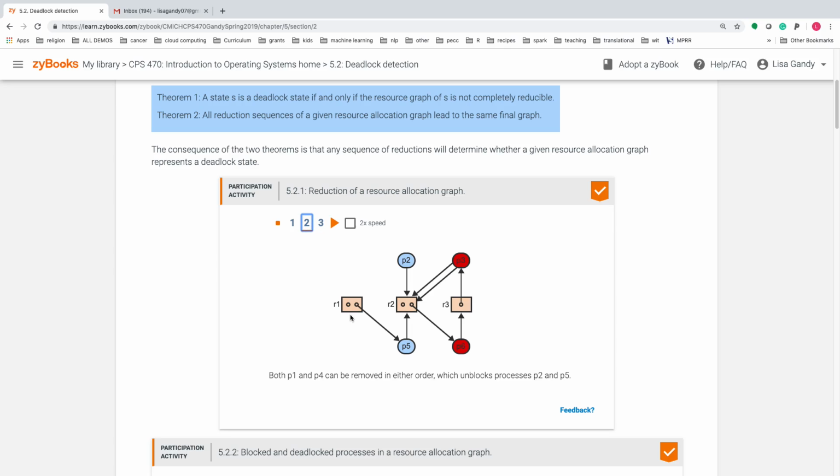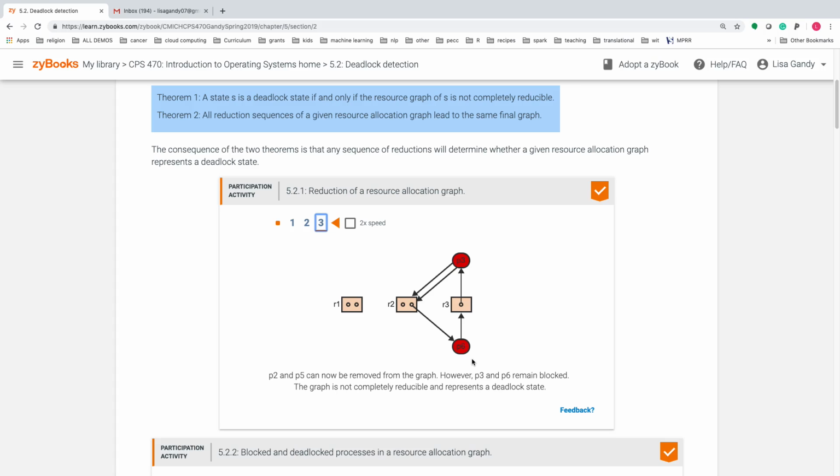Because of those two being removed, now all of their allocated resources are not being used, so P2 and P5 become unblocked because of that. So we remove those. But even though that happened, P3 and P6 are blocked. And so this graph is called not completely reducible, and we have a deadlock.